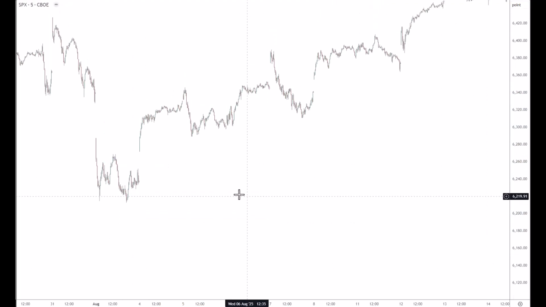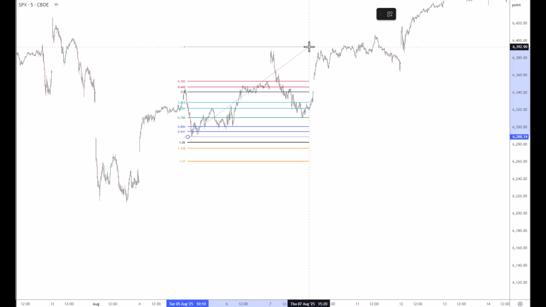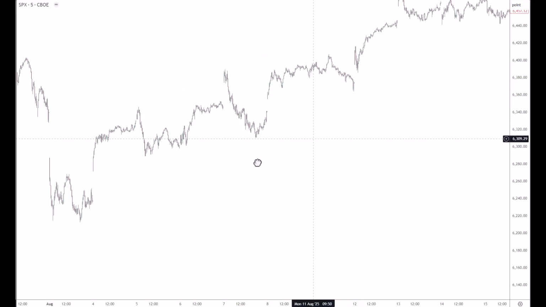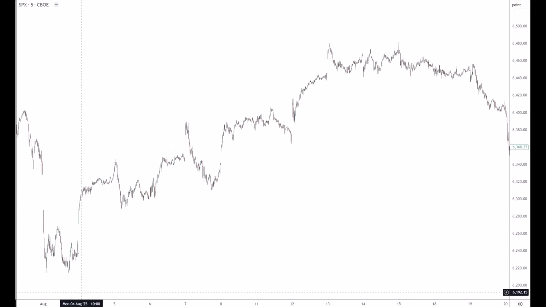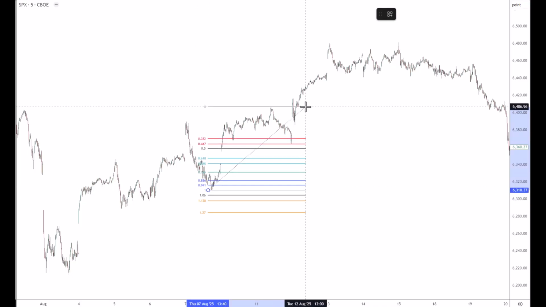So the next one, we've got this one here, which is, what is this? That's in no man's land. Yep, that's in no man's land. This one here, let's have a look. Again, that looks like it's in no man's land as well. Oh no, it's into Momo.